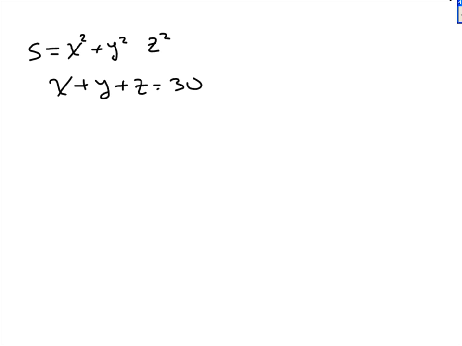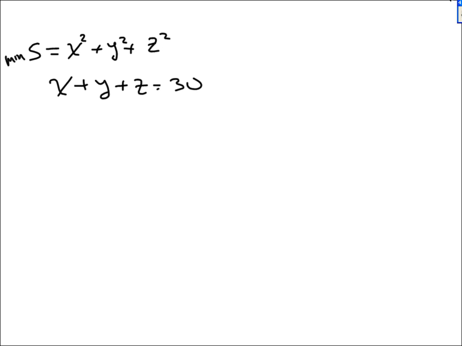Suppose they tell you that the sum of three numbers is 30, and you want the sum of squares to be minimized. x plus y plus z is 30, but this time the sum of their squares. Here are the squares, there's the sum. And you want to minimize that.